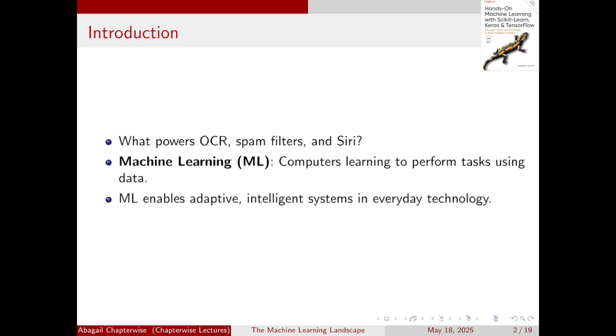This means that instead of writing a massive rulebook, we allow the computer to extract patterns and relationships from data. This adaptive behavior is what powers many intelligent systems we use every day. From personal assistants to image recognition, machine learning is behind the scenes making sense of the world in ways that are often invisible to us, but deeply impactful.